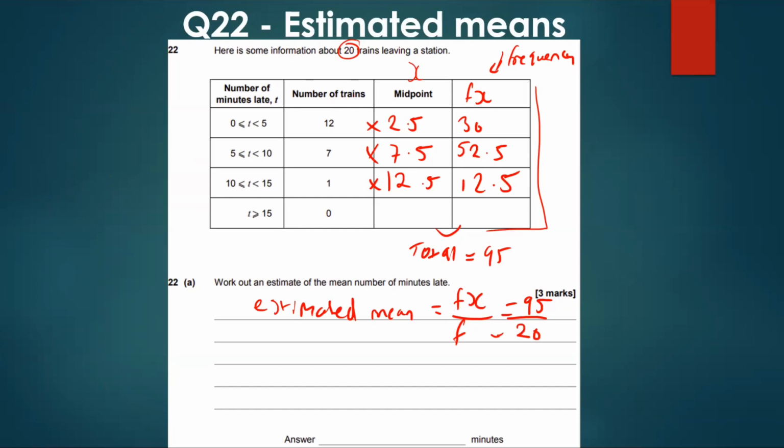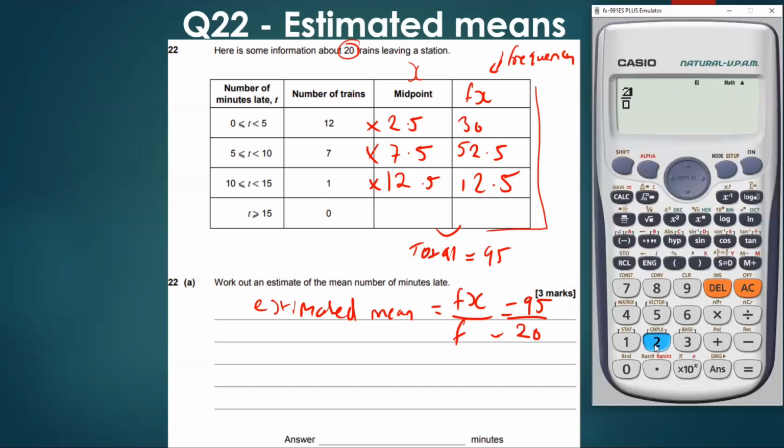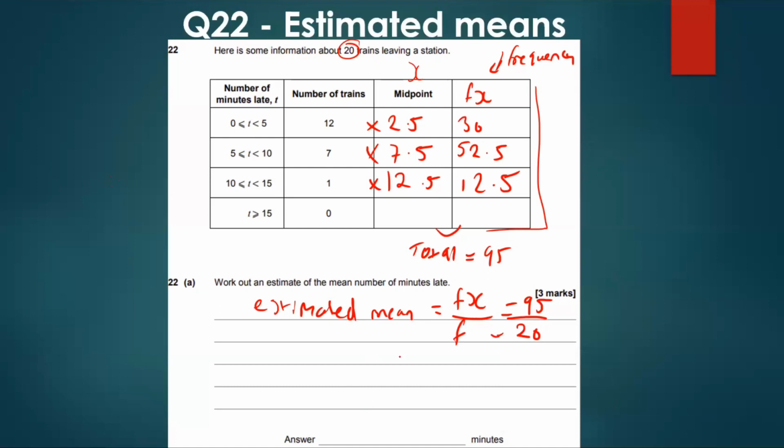We can do that again on our calculator: 95 over 20 gives me an answer of 4.75. So 4.75 is the number of minutes late. The estimated number of minutes late is 4.75. Hope that makes sense, guys.